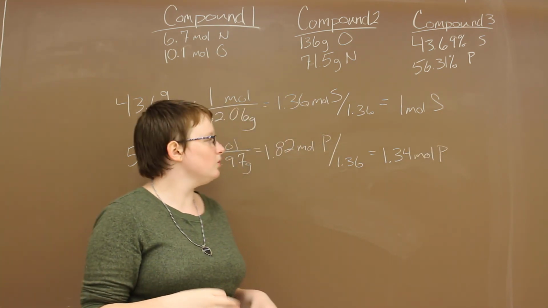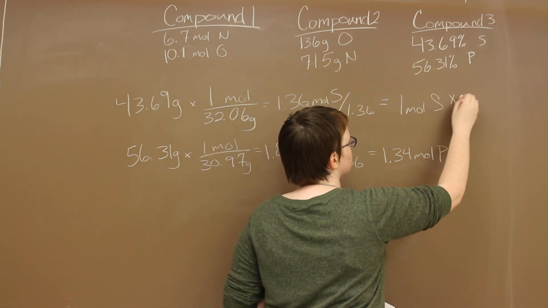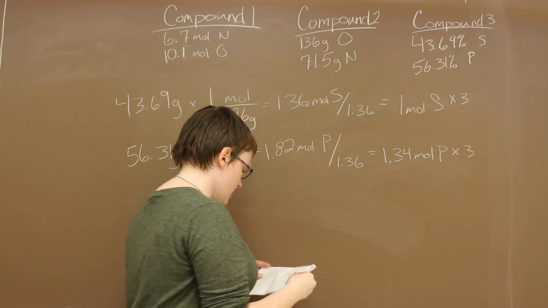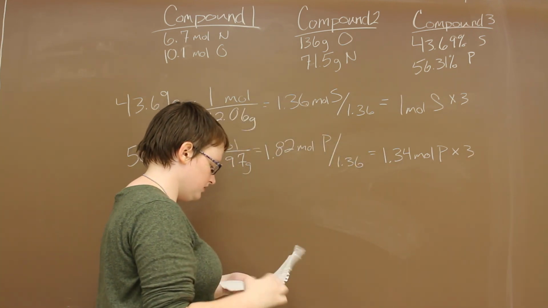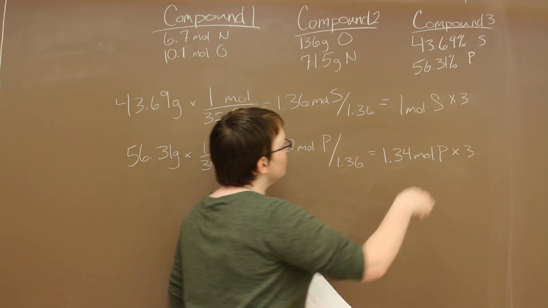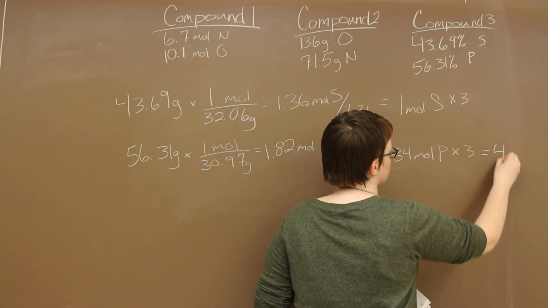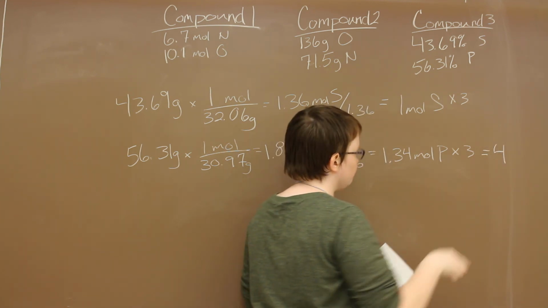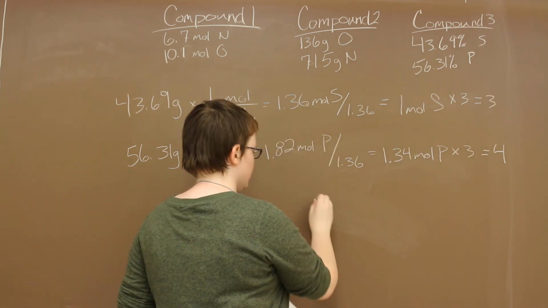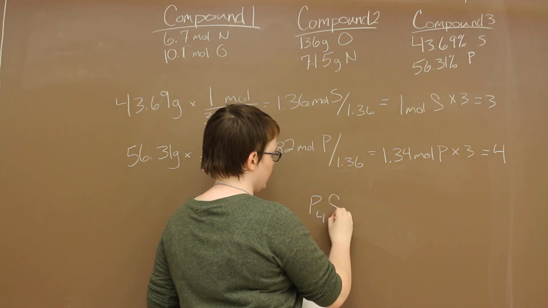Again, because we need whole numbers, we'll multiply both of these by 3. And we will end up with 4 moles of phosphorus and 3 moles of sulfur. So our final empirical formula is P4S3.